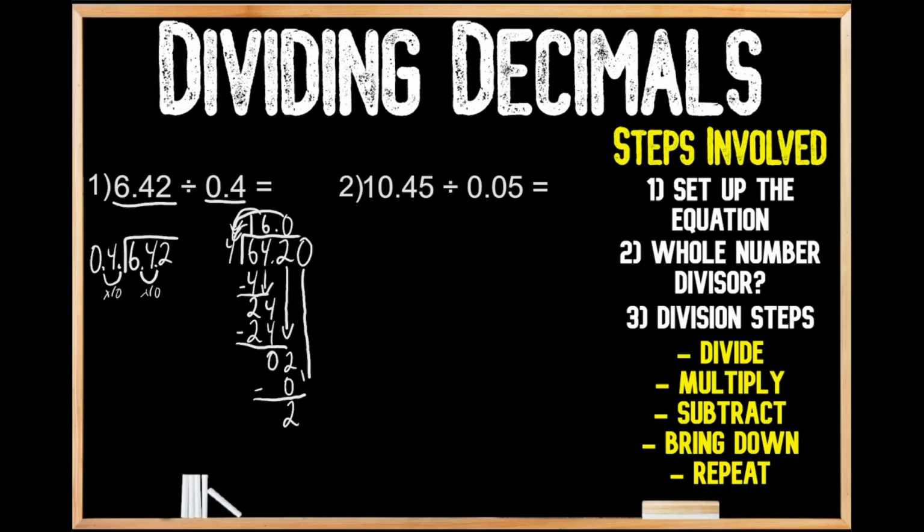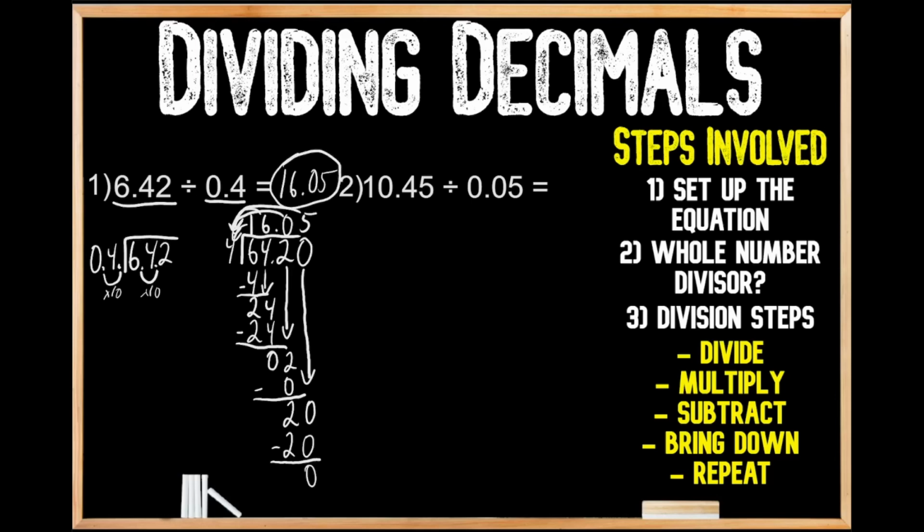So we're going to bring down our 0 here, giving us 20. So now we're going to repeat the division steps, except this time we're dividing 20 by 4. And we know that we can make 5 equal groups of 4 out of 20. So then we're going to move on to our next division step, which is to multiply. And when we multiply 5 times 4, we get 20. And when we subtract 20 from 20, we're left with 0. So when we divide 6 and 42 hundredths by 4 tenths, we get the quotient of 16 and 5 hundredths.